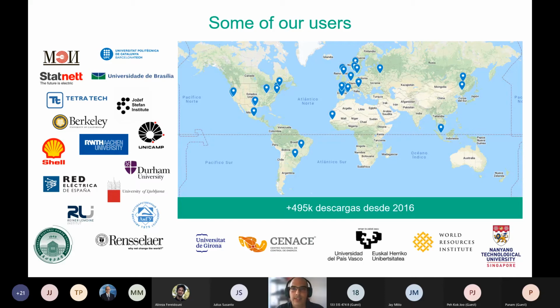And at least in Spain, some universities are using GridCal for teaching, and I hope to extend it further because it's for free and it's kind of nice for students. They don't need to know many things to use it, but they can go as far as they want to inspect the algorithms.